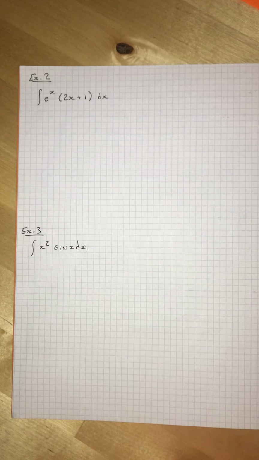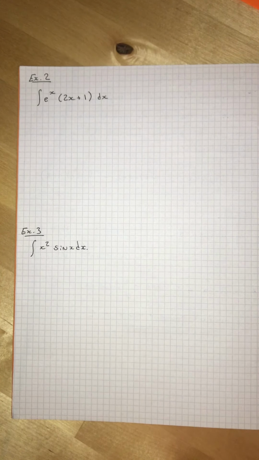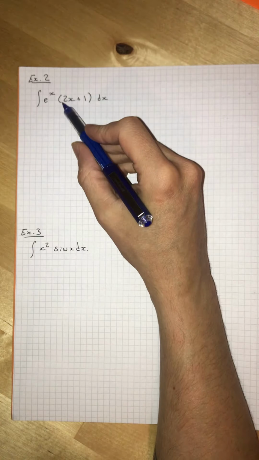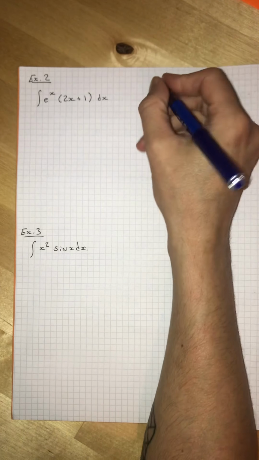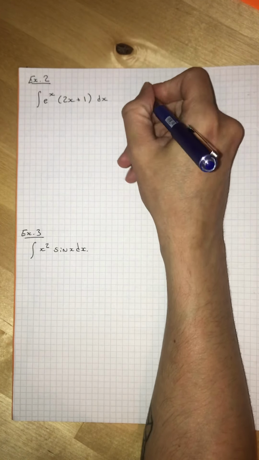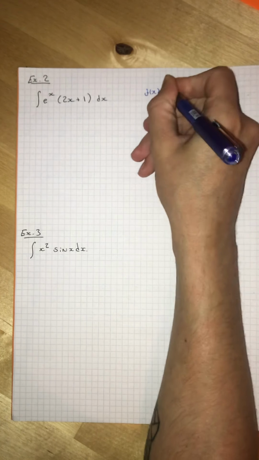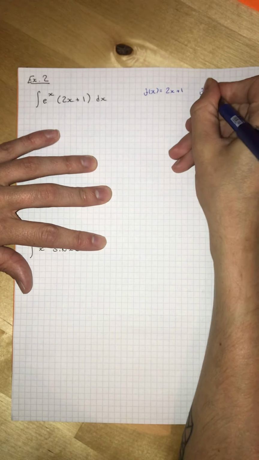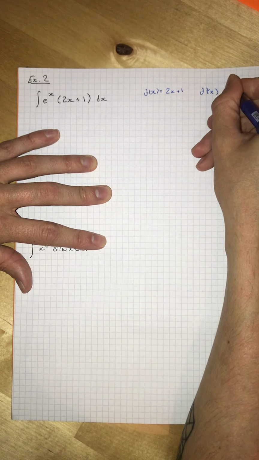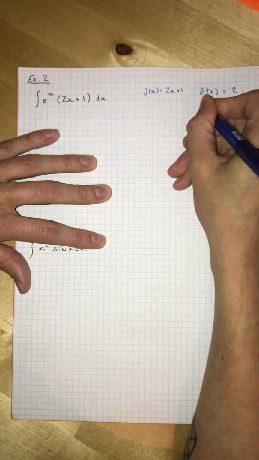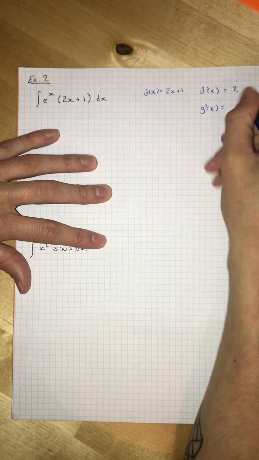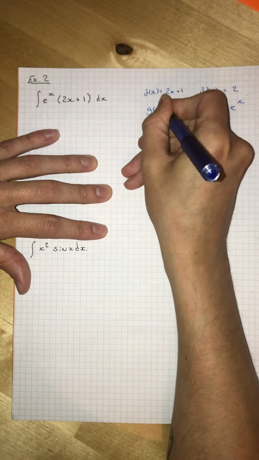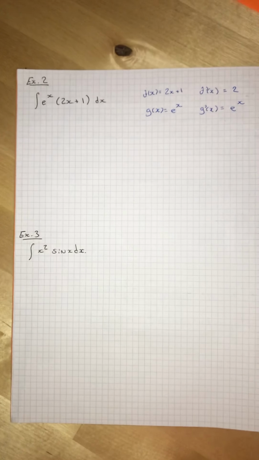So here we have e to the x times 2x plus 1. So what function is going to simplify by differentiating? Well, it's going to be the 2x plus 1. So let's say f of x equals 2x plus 1, which means that f dashed x is going to equal 2. So g dashed x will equal e to the x. So that means g of x must have had to equal e to the x.